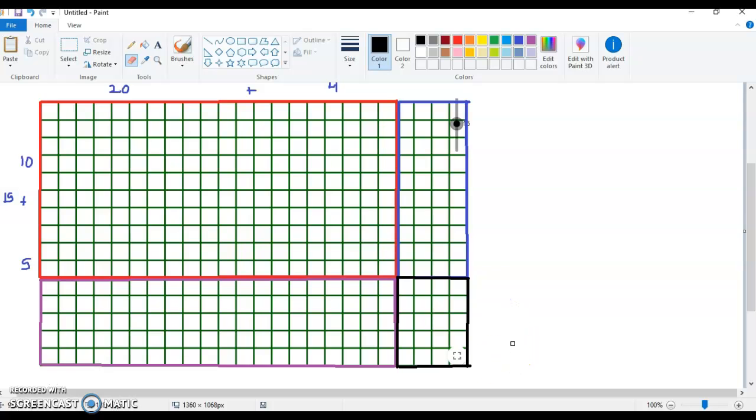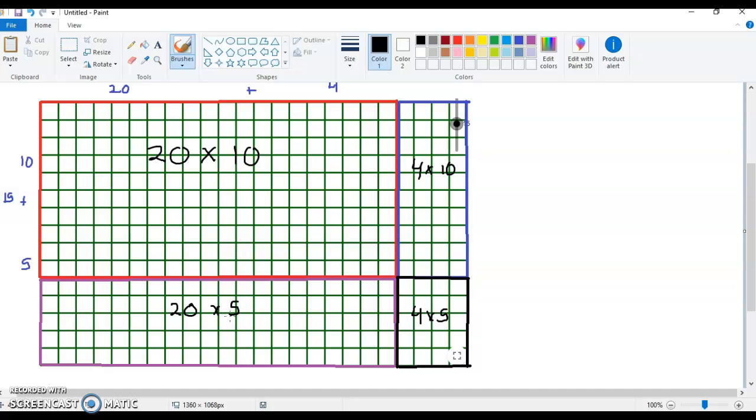I basically created partial products, but I've also used a little geometry as well. So my first one up here, I have a rectangle that's 20 across times 10 down. So I have 20 times 10. The second one, I have 4 going across and 10 going down. Down here, I have 4 across times 5 going down. And over here, I have 5 going down times 20 across, so 20 times 5.